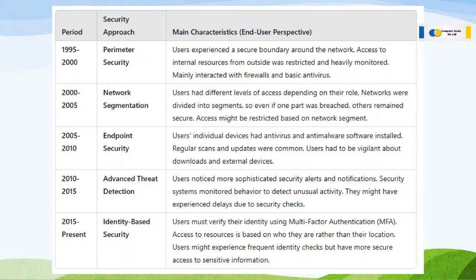As we move down to the present day, you can see there was network segmentation, endpoint security, advanced threat detection. But now, since 2015 to present, it's all about identity. So what we mean by identity, again, is the username and password. That is the thing we're trying to protect. So the user must verify their identity using multi-factor authentication. Access to resources is based on who they are rather than their location or their device, et cetera. Users might experience frequent identity checks, but have more secure access to sensitive information.